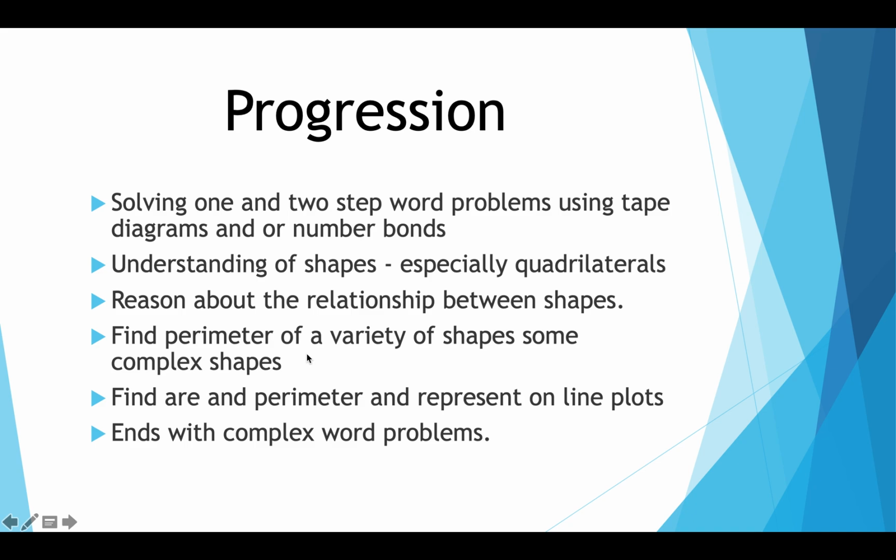Then they move into finding perimeter of a variety of shapes. Some of the shapes are complex. And then they find area and perimeter and represent those on line plots. I believe this is supposed to say area, not R. So this is a great mission for the interchange of area and perimeter. Sometimes Zearn or Eureka separate those.